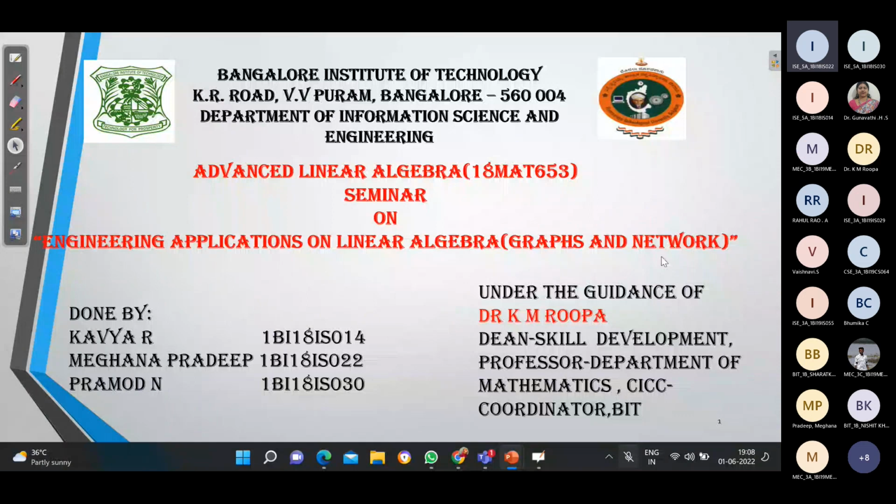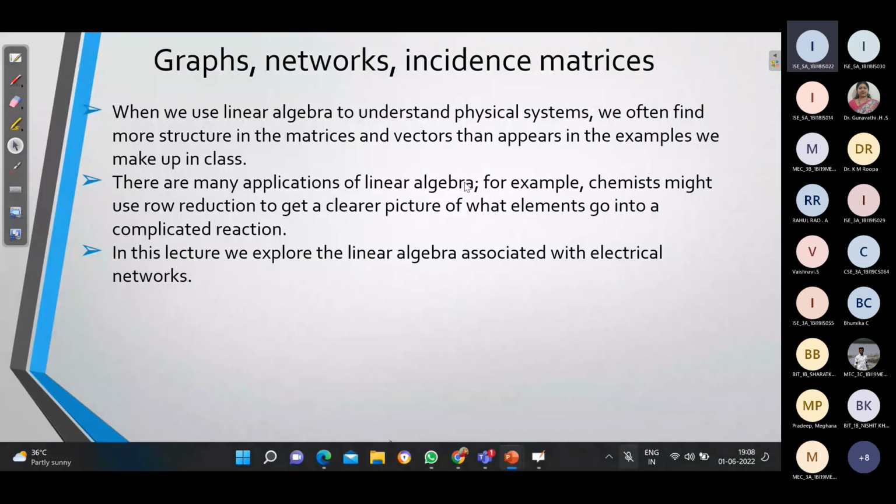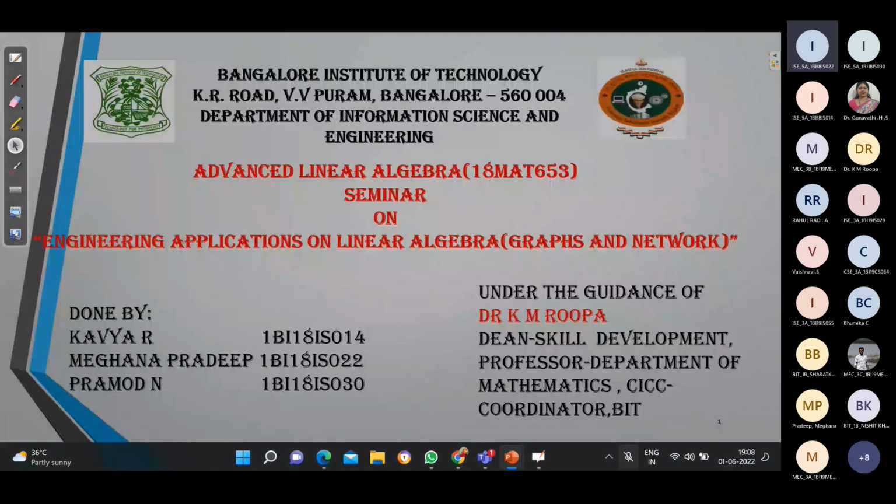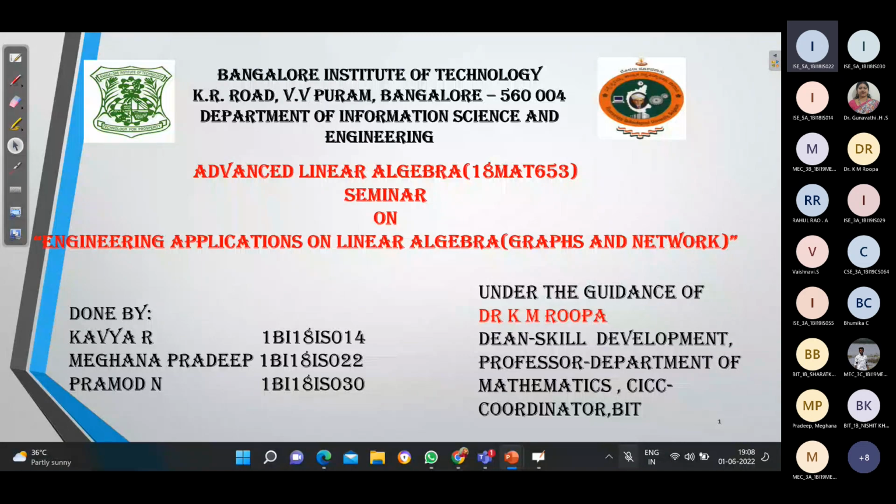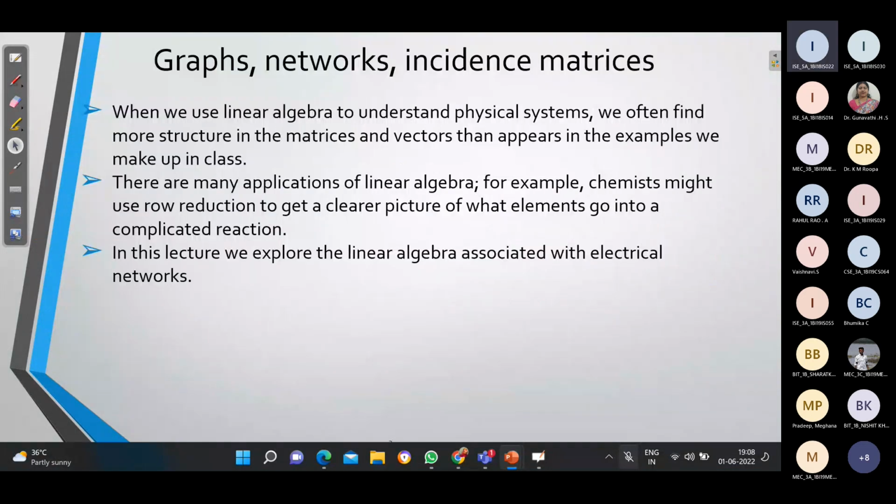So, hello everybody. Today we'll be explaining the engineering applications of linear algebra, that is graphs, networks, and other related topics. Beginning with the introduction: where do we usually use linear algebra? We use it in chemistry, for example, where we use the row reduction process to check the elements in a complicated reaction. In physics too, we make use of graphs and networks. Throughout this PPT, we will explain graphs and networks, and also electrical networks, that is Kirchhoff's law, as an application of this topic.